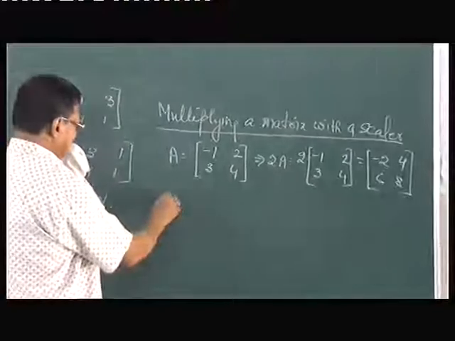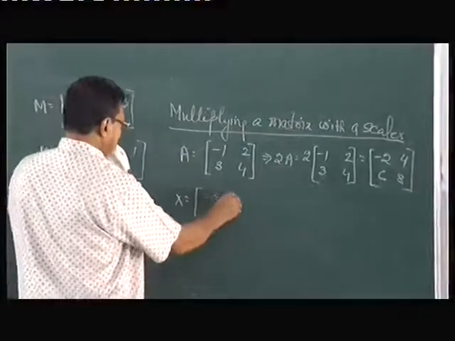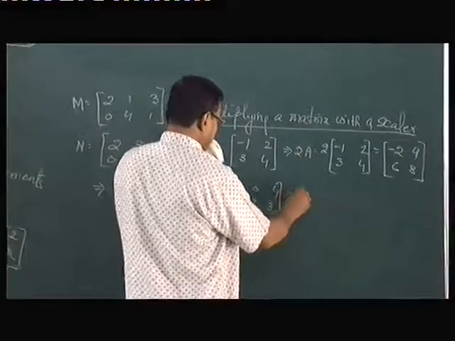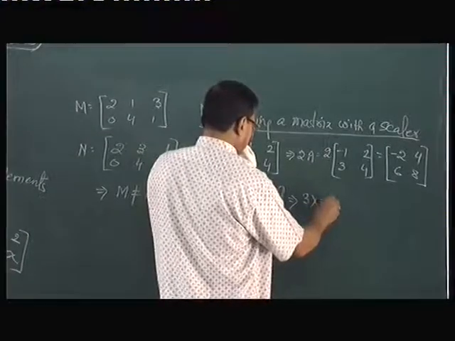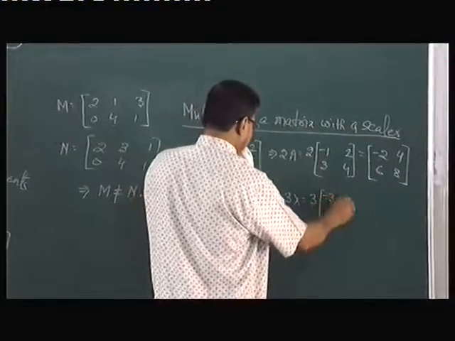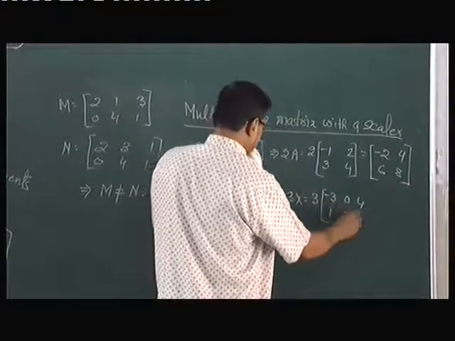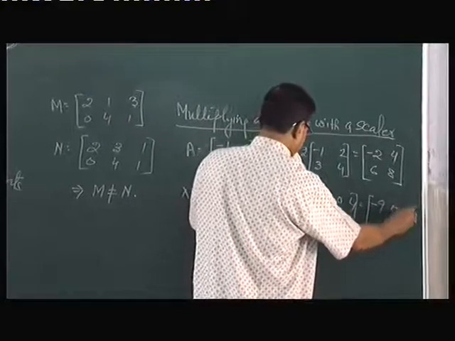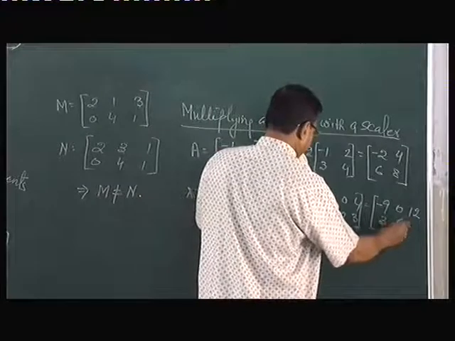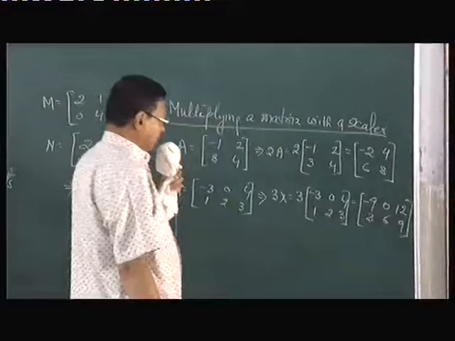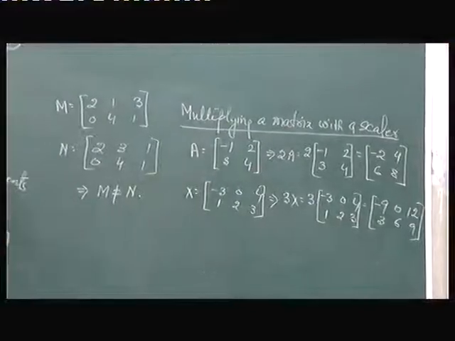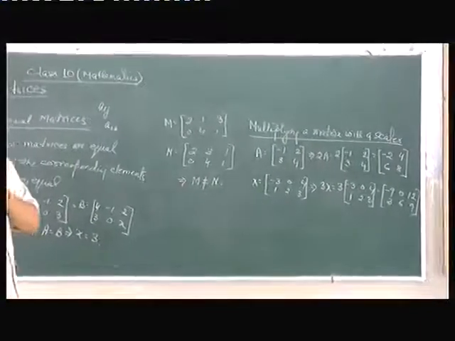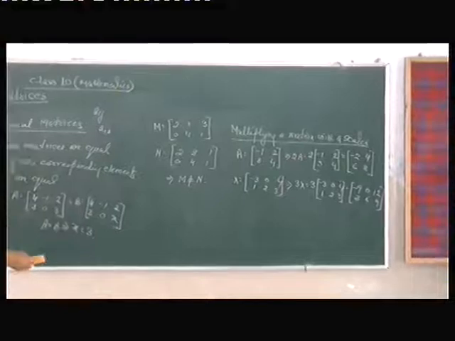So another one, a matrix X. So we get 3X. So multiplying with 3. So multiplying with a scalar, right? So each and every element will be multiplied by the scalar. I come to addition.